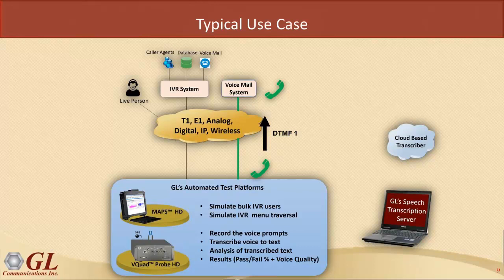And then we can take action within our MAPS or VQuad to generate an error or generate some sort of event that lets you know, no, your IVR system did not work. It didn't do what you expected it to do. Okay? So now we've got that prompt. We've analyzed that prompt. We've generated some sort of an event with that prompt.